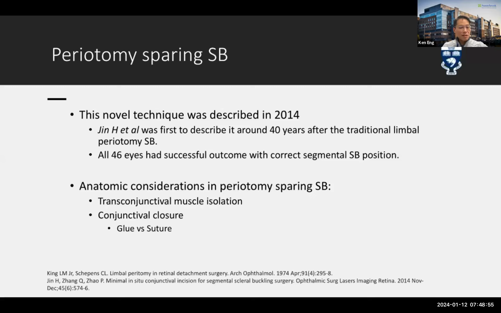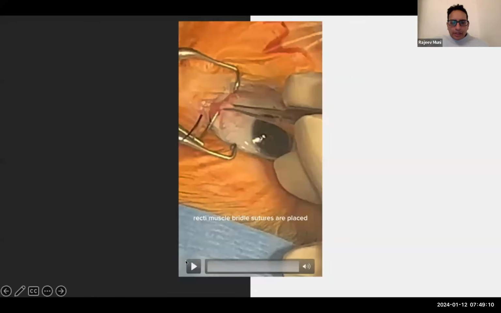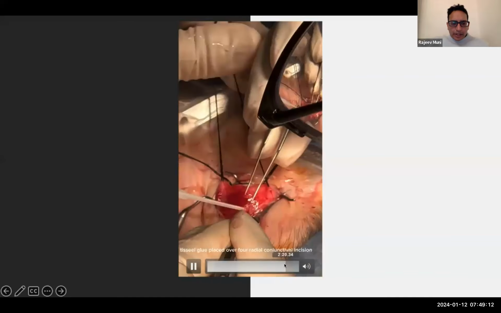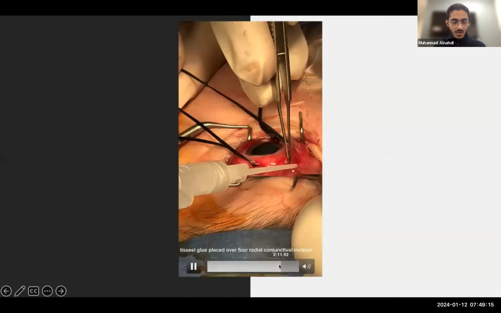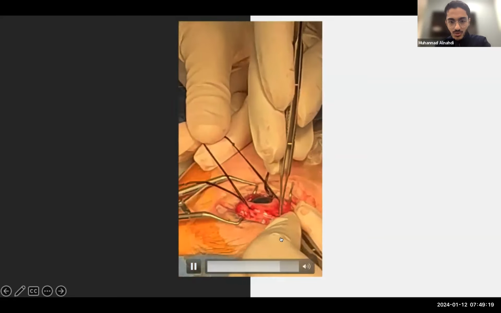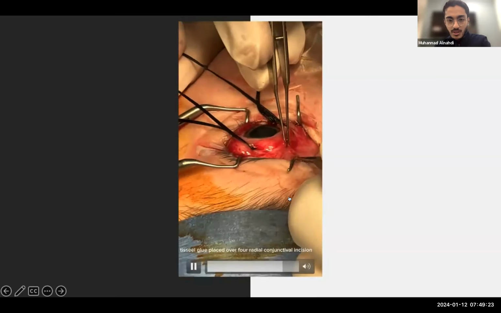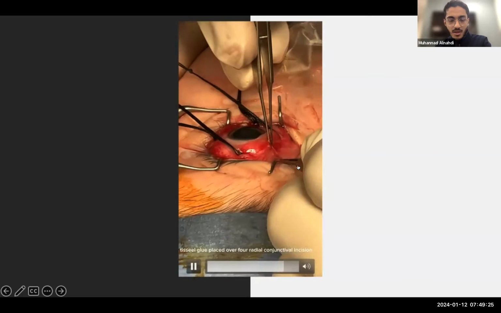Rajiv, congratulations. It's a very novel and elegant procedure. In the areas where you opened up the conjunctiva to pass the buckle, did you need to close those with sutures, or did you just let them close by secondary intention? Yeah, sure. Mohammed, do you want to talk about that? How we closed it? So for the closure, if you can see here in the video, cyan glue was used to close the conjunctival openings that were made initially to pass in the band.